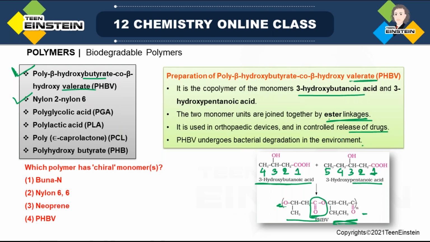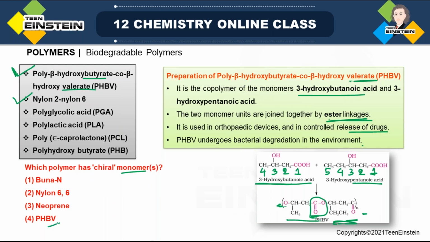Here we have a question: which polymer has chiral monomer or monomers? It may be homopolymerization, in that case a single monomer. It may be copolymerization, in that case two different monomers. Options we are having here: Buna N, nylon 66, neoprene, PHBV.